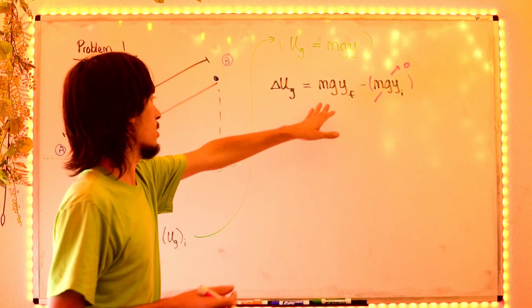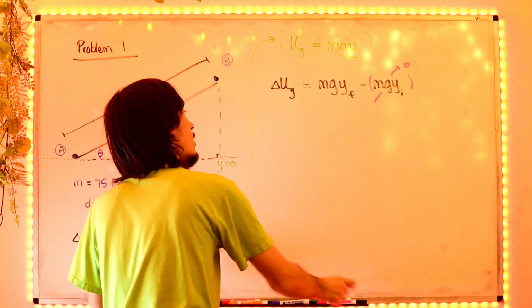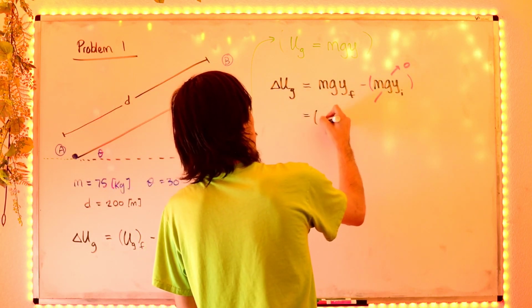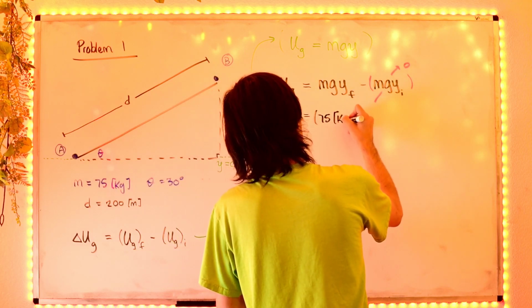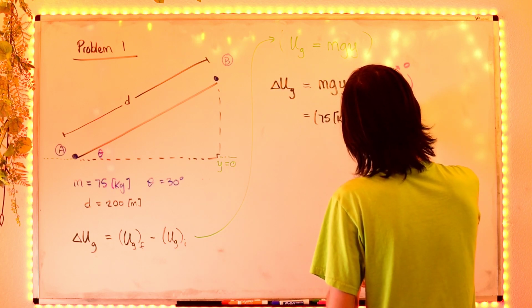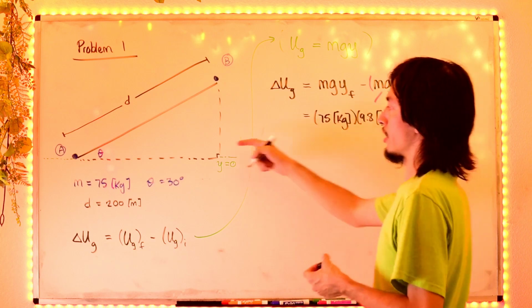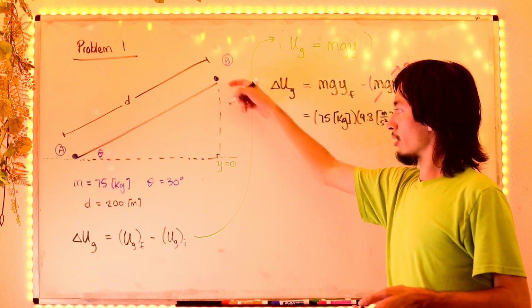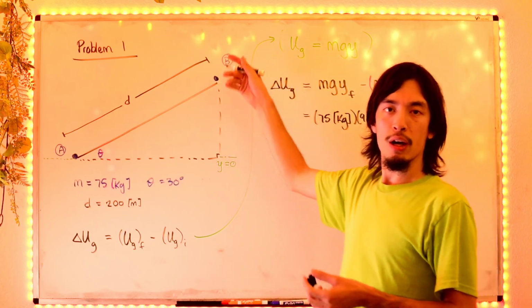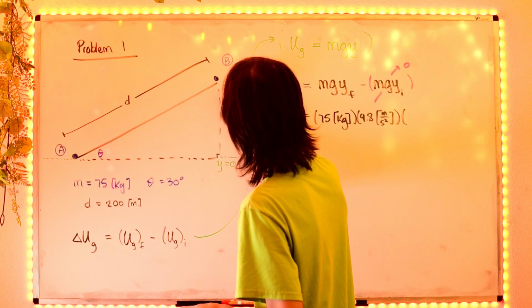So that just leaves us with mgy final, and we can just plug in those values. So we have that it's 75 kilograms times 9.8 meters per second squared times y final, which is, now you have a height here, but we don't know the height exactly. We're going to call that height h.